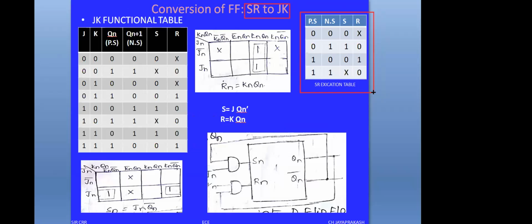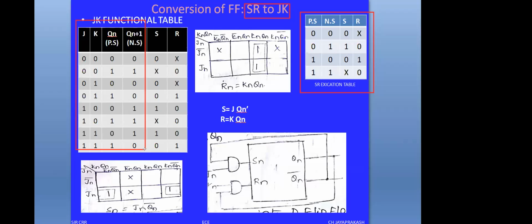On one side, I have written the excitation table as a reference. Then we are converting SR to JK, and since we are converting SR from JK, we have to write the excitation table of the JK flip-flop. First I have written the excitation table, the functional table of the JK flip-flop, with J and K as inputs and the present state as input, and the next state is your output. That is JK, present state, and next state.